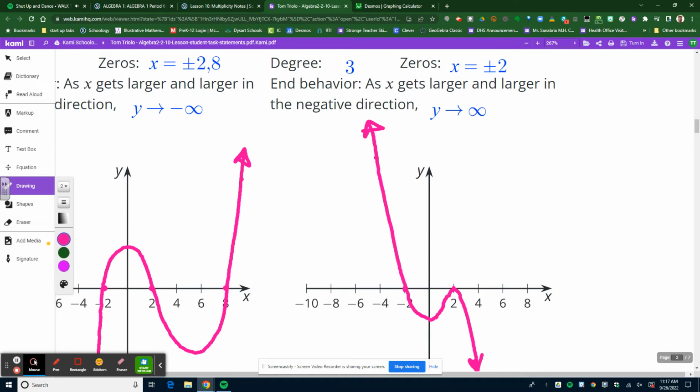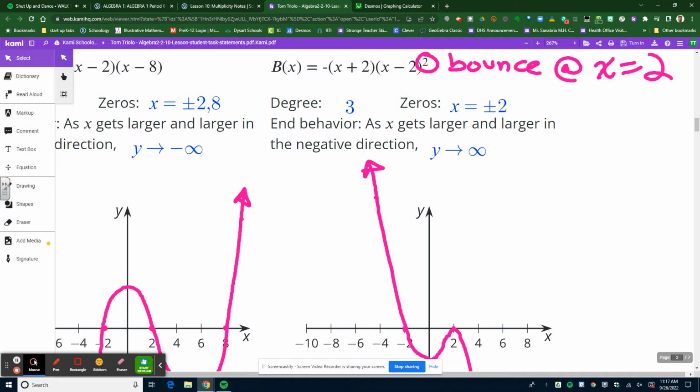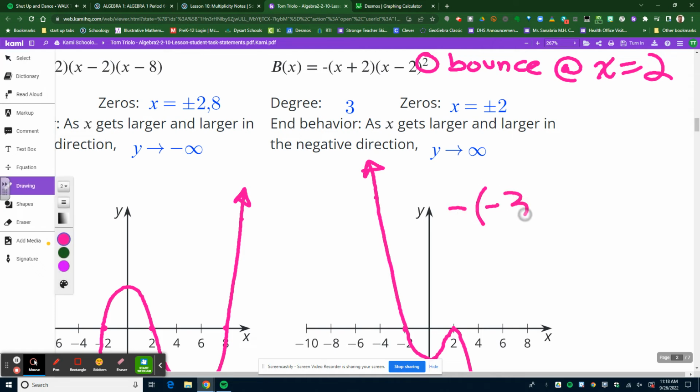Yes, sir? Why is it positive? Why is what positive? This one? Okay. So let's pick a number. Pick a number smaller than -2. You choose. Keep it simple. Any number smaller than -2. -3. Good choice. So opposite of -3 plus 2, close it, negative 3 minus 2, close it, square it. So it's just follow order of operations.